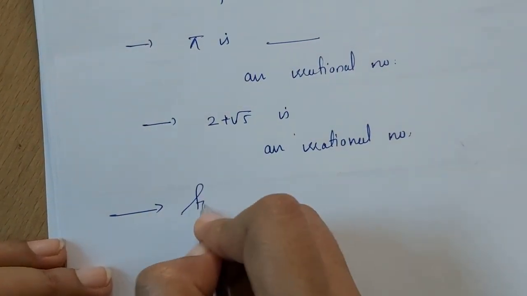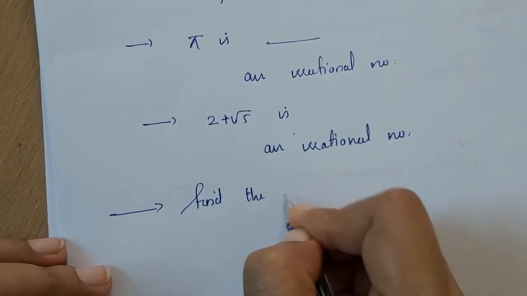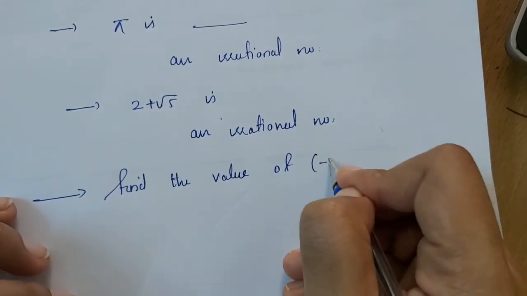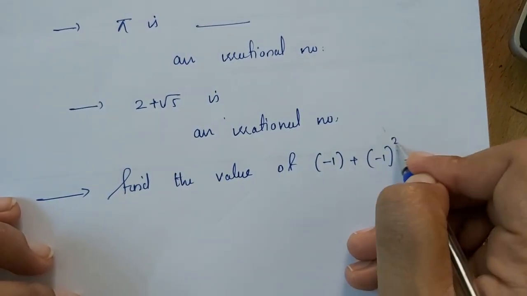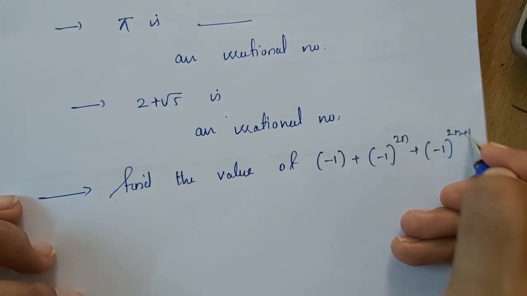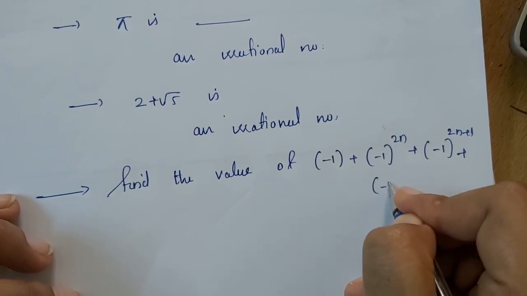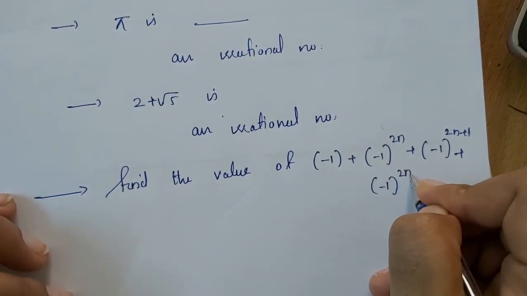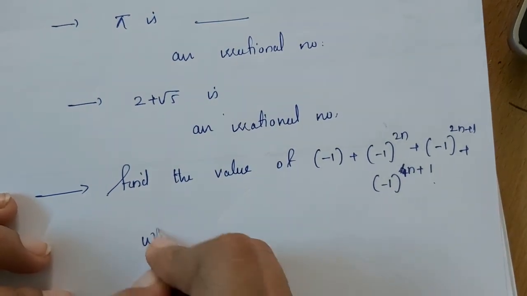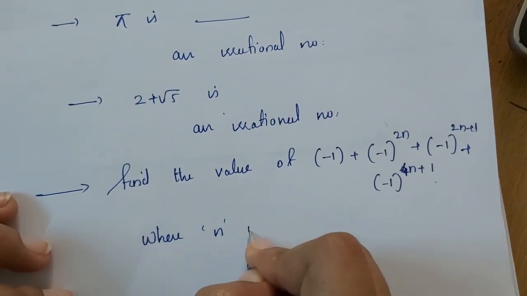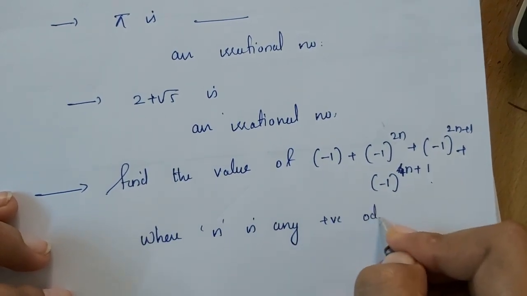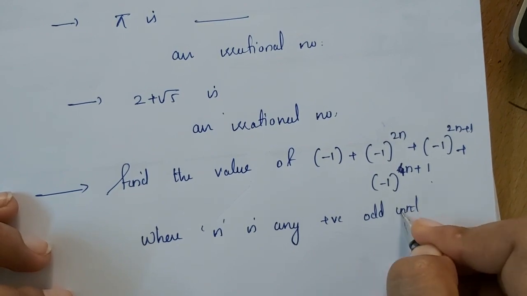Find the value of, important question: (-1) + (-1)^(2n) + (-1)^(2n+1) + (-1)^(4n+1), where n is any positive odd integer.